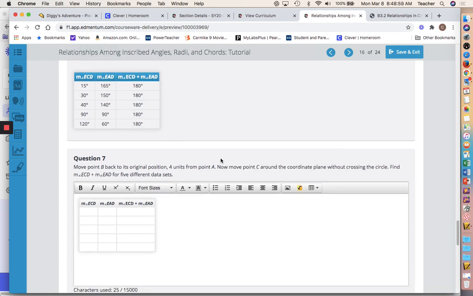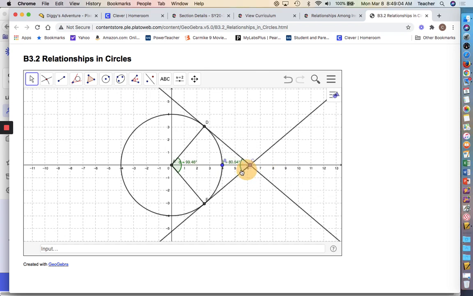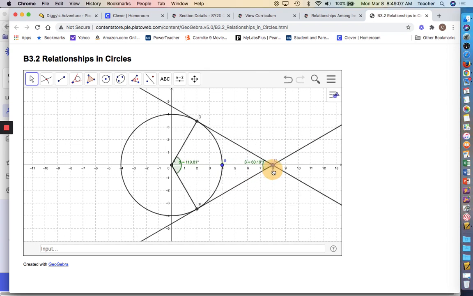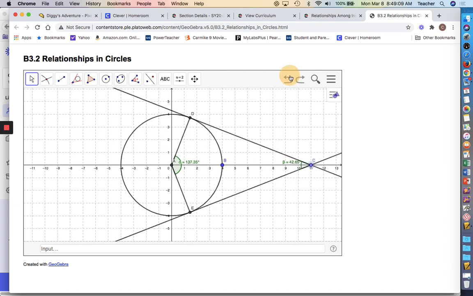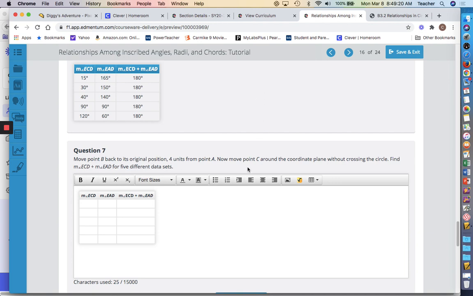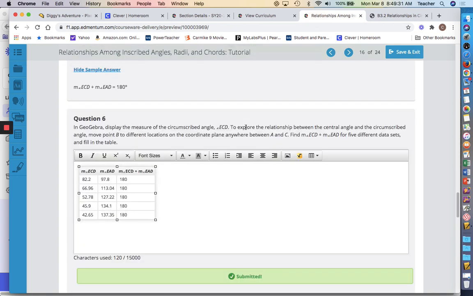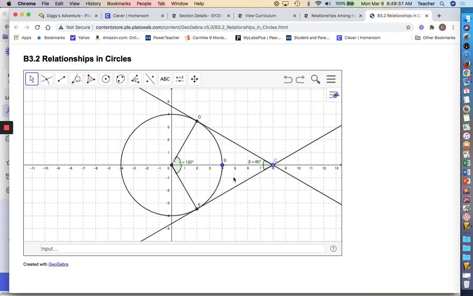Yeah, okay, whatever. All right, move point B back to its original position, 4 units from A. So 1, 2, 3, 4. Oh, just let me undo. It'll be a lot easier. All right, there we go. Cool. Back to the original. All right, move point C around the coordinate plane without crossing the circle. Find 5 different. Really? I just did that. What did they ask me to move up here? Oh, I moved the wrong one. This one I'm going to move B.